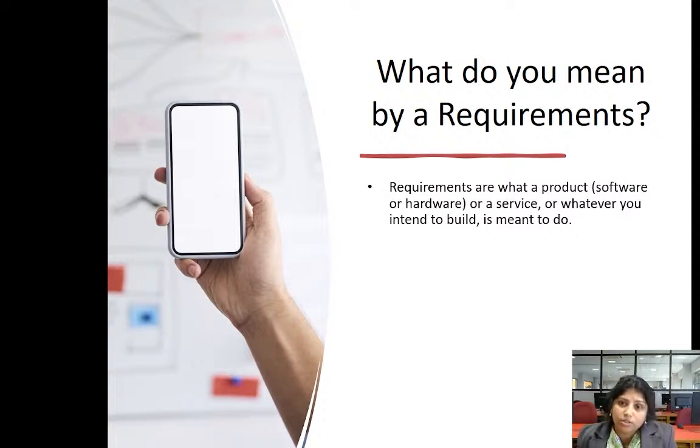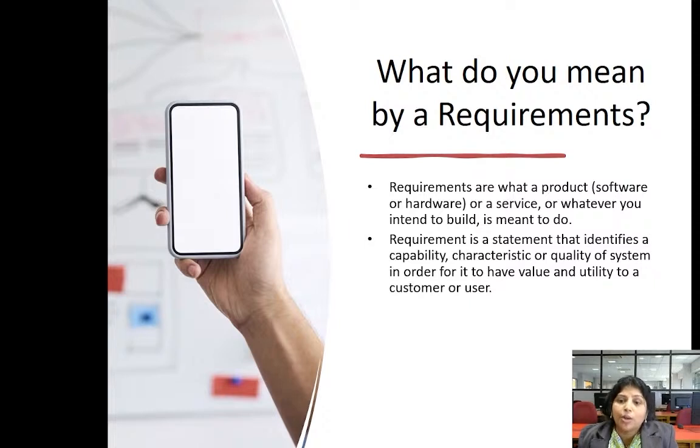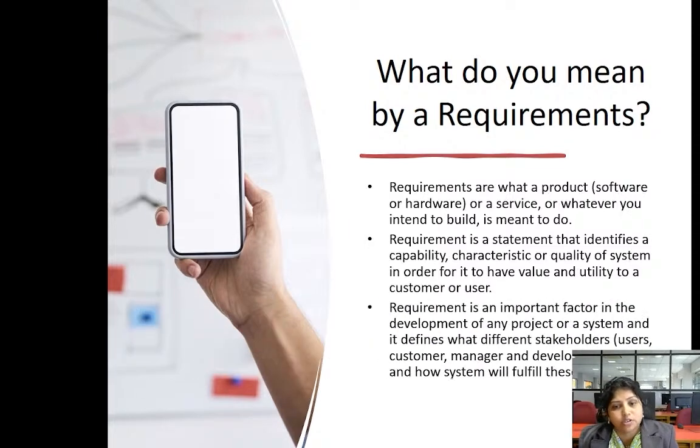So we know now the Ola and the Uber market is different by its requirements and the analysis as well as the execution based on the requirements from the stakeholders. So requirement engineering plays a very key role in the success of the product. Requirement, we say, is a statement that identifies the capability, characteristics, or quality of the system in order for it to have a value and utility to a customer or a user.